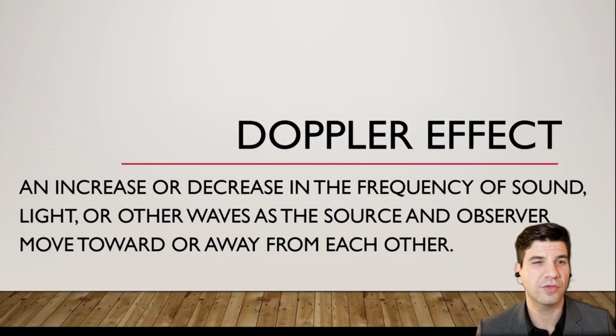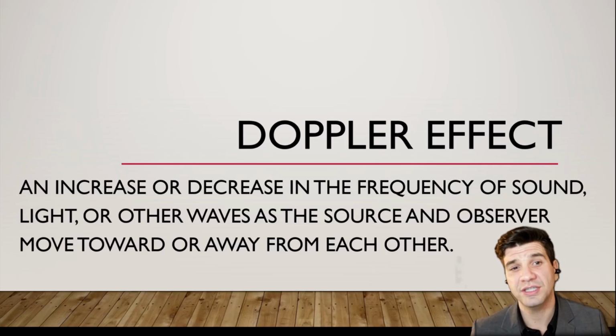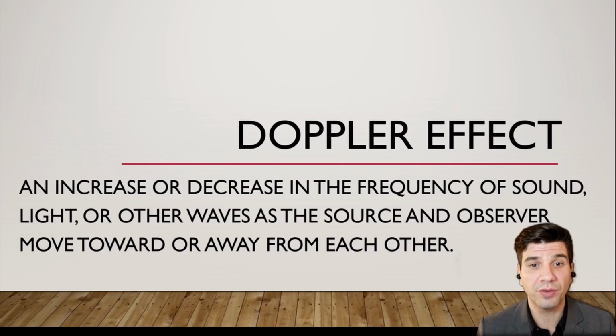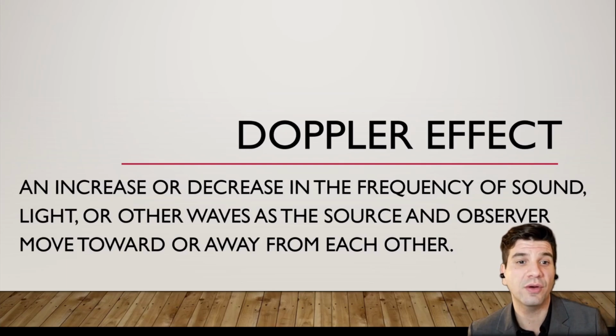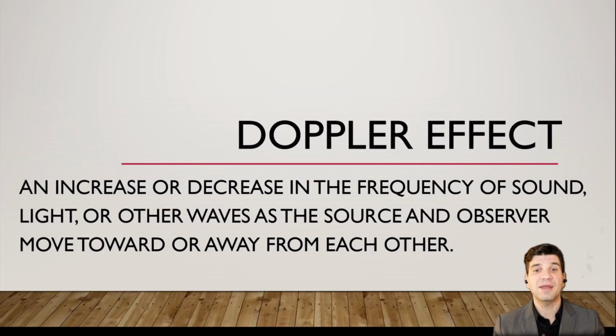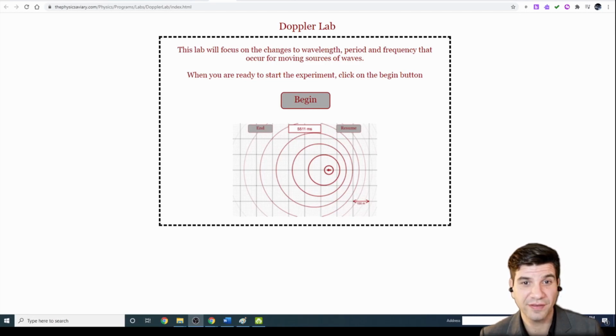So what exactly is the Doppler effect? Well, the definition is an increase or decrease in the frequency of sound, light, or other waves as the source and observer move toward and away from each other. So now that we know what the Doppler effect is, let's use the simulation found in today's lesson and measure these changing waves. So let's take a look at today's lab.